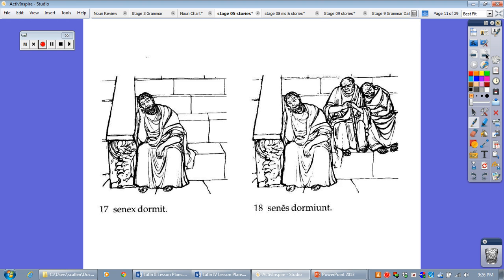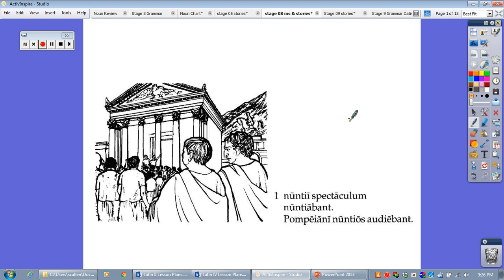Senex versus senes. Okay, now moving on, I wanted to give you a couple of sentences that use some accusative plurals. So, nuntii spectaculum nuntiabant. That means, this is a little bit repetitive, the messengers were announcing the show. And then Pompeiani nuntios audiebant.